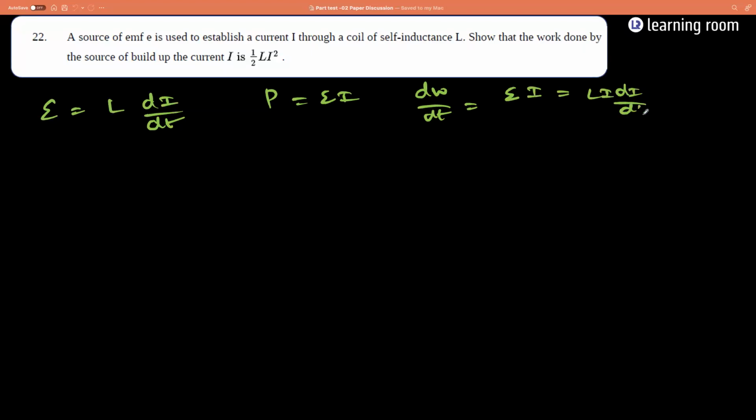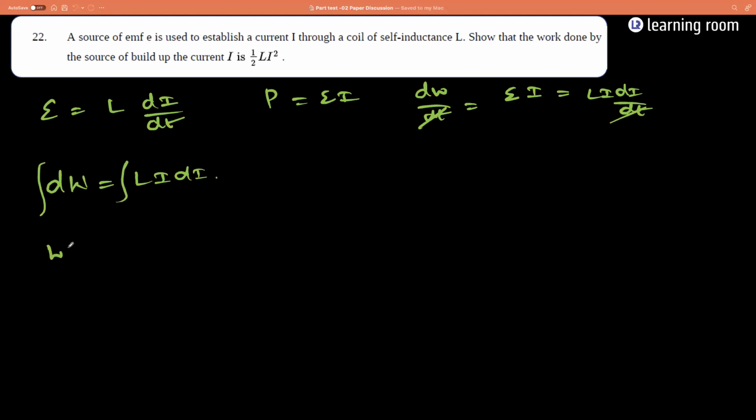A source of EMF E is used to establish a current I through a coil of self-inductance L. Show that the work done by the source to build up the current I is this value. So we know that E is equal to L into di by dt. Power is equal to E into I, but power is equal to work done per unit time. So E into I is going to be L into I into di by dt. So dt and dt are gone. dW will be equal to L into I into di.